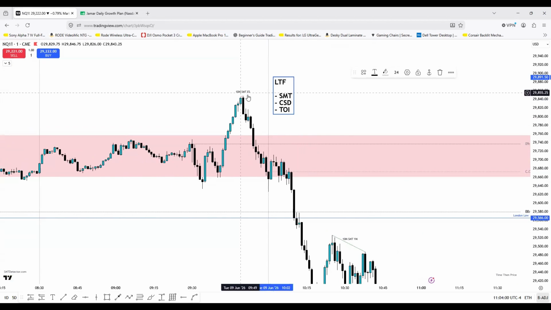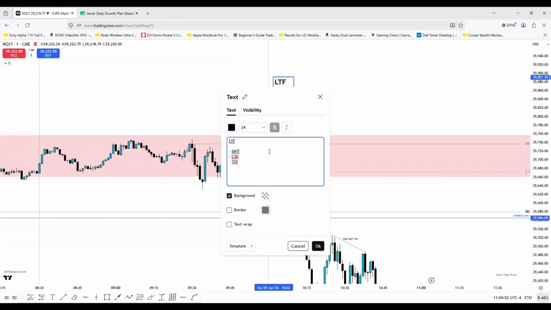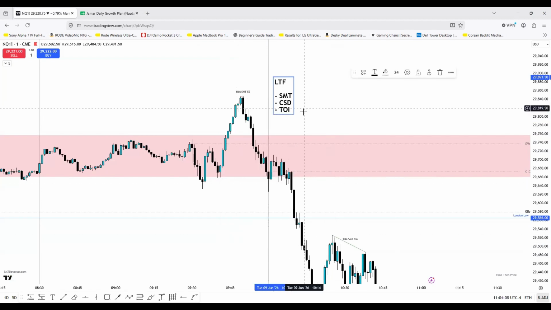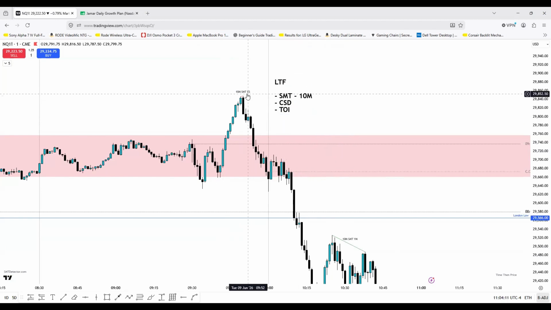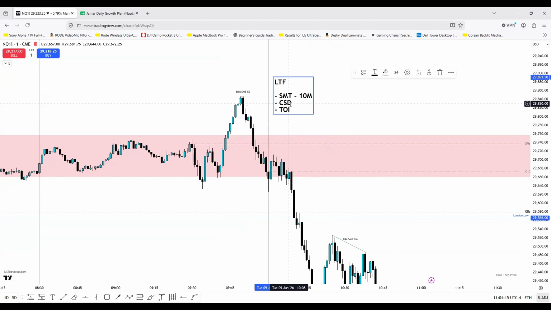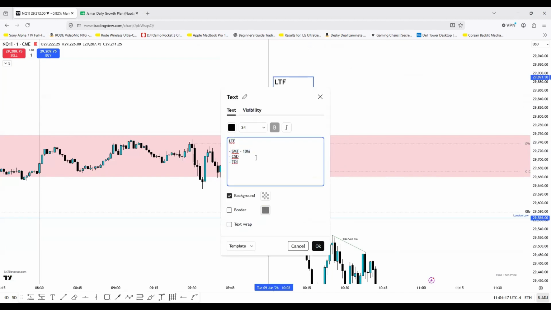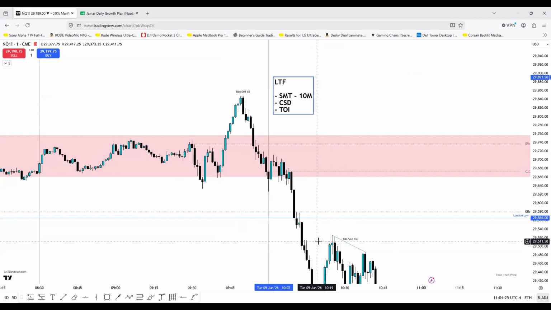So SMT, we see with the SMT detector, we had a 10-minute SMT. And this signals to us that there's a potential reversal being put into play. The only way to confirm that SMT is if we have a change in state of delivery. So we had an inversion fair value gap, IFVG.